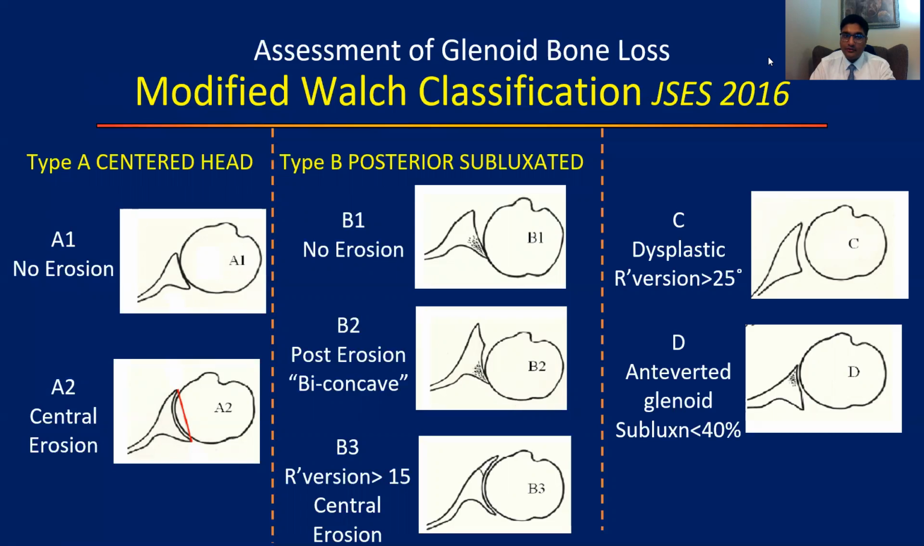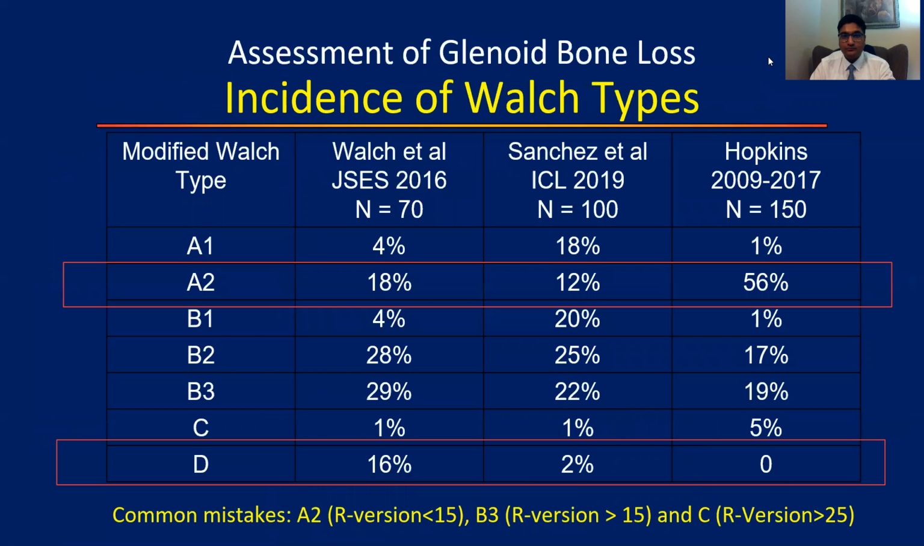It is extremely critical for shoulder arthroplasty surgeons to know and understand this classification, because much of the research uses this classification to quantify glenoid bone loss, and even in our clinical practice, we use this routinely to compare our cases and to decide our management.